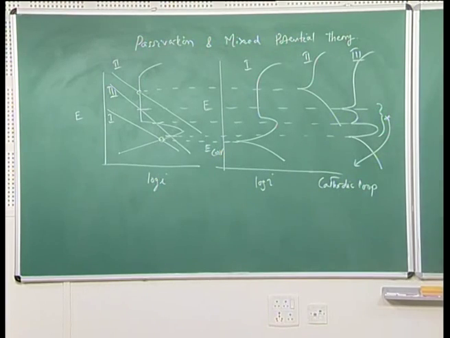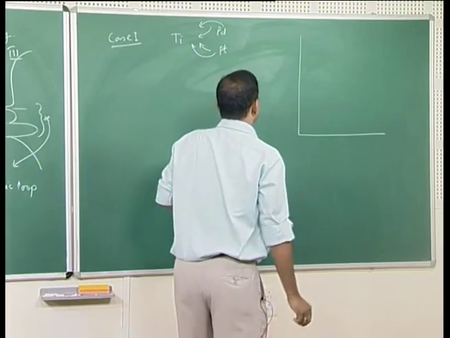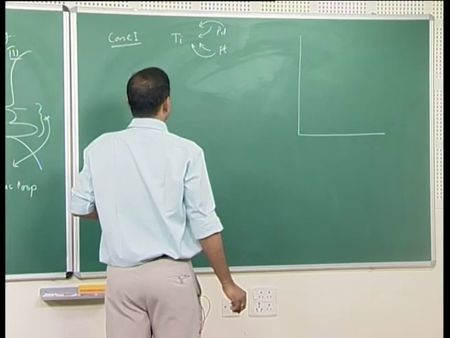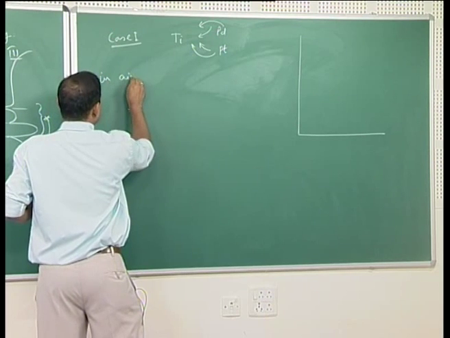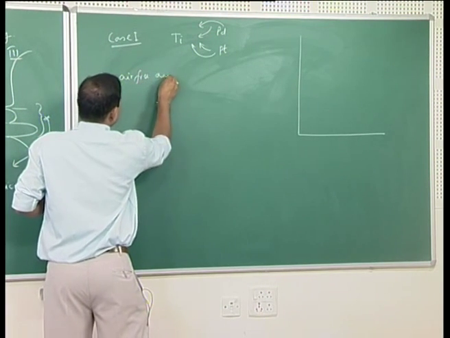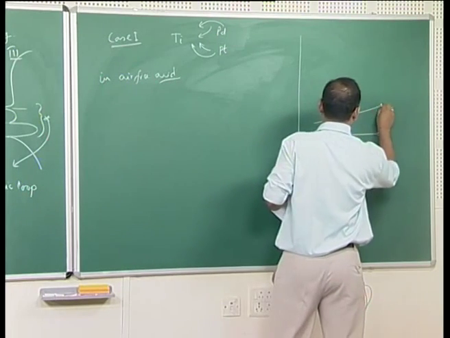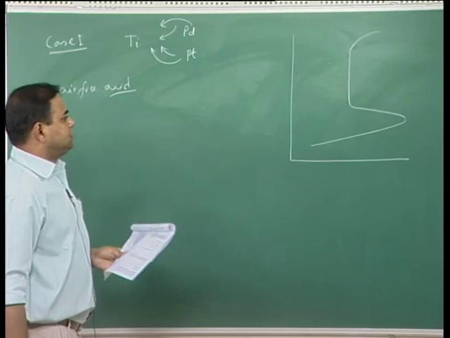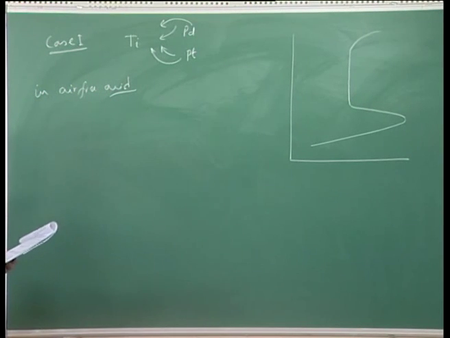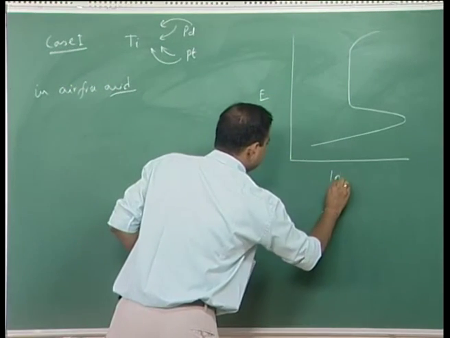Now, in case of titanium, if you see its anodic polarization in air free acid, it would go like this. It will have active, passive, and transpassive transformation. This is E versus log I.